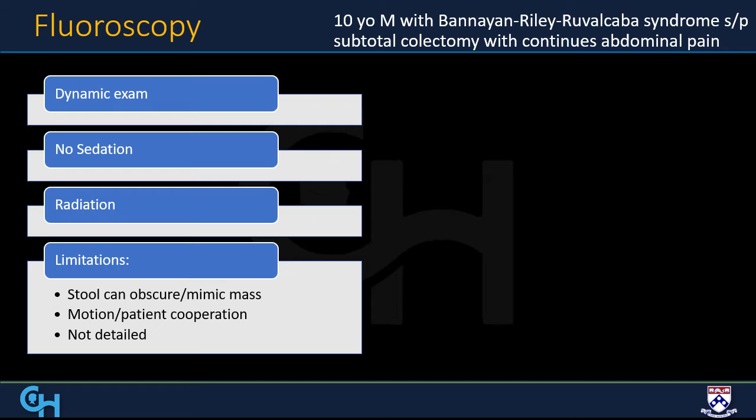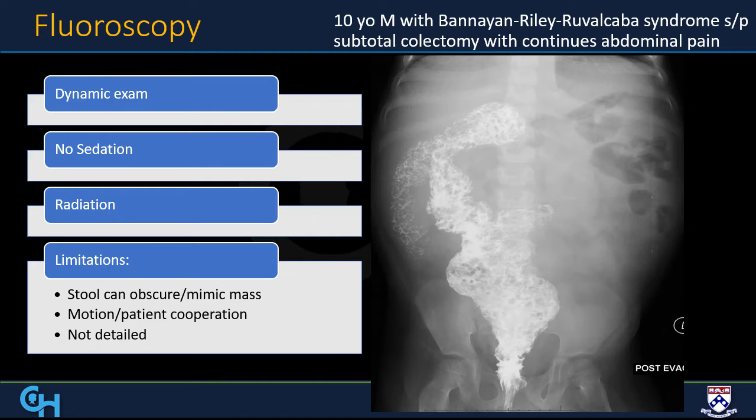Here's an example of a 10-year-old male with Bannayan-Riley-Ruvalcaba syndrome, status post subtotal colectomy, who continues to have abdominal pain. With this syndrome, these patients have macrocephaly, skeletal abnormalities, and developmental delay, and most importantly, they have hamartomas, including intestinal polyps. So here's a single fluoroscopic image that demonstrates multiple intraluminal filling defects, which correspond to polyps within the residual small bowel.